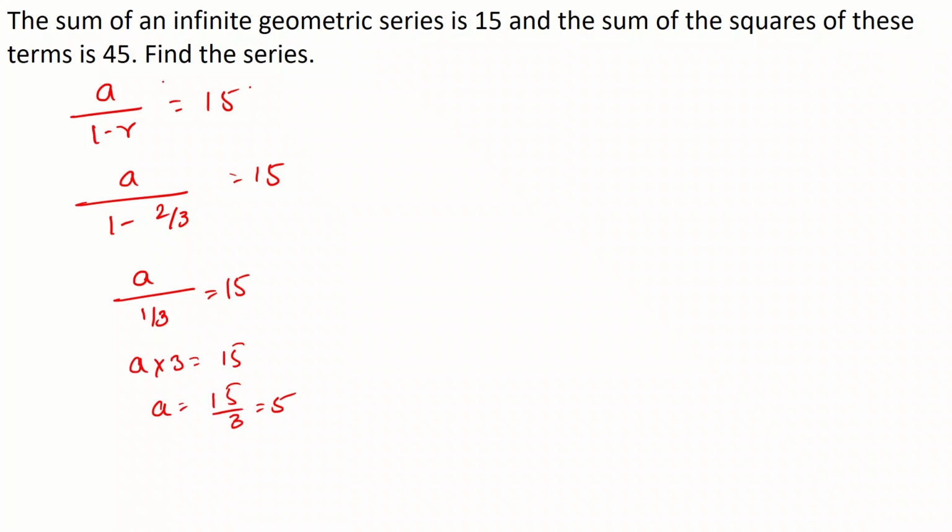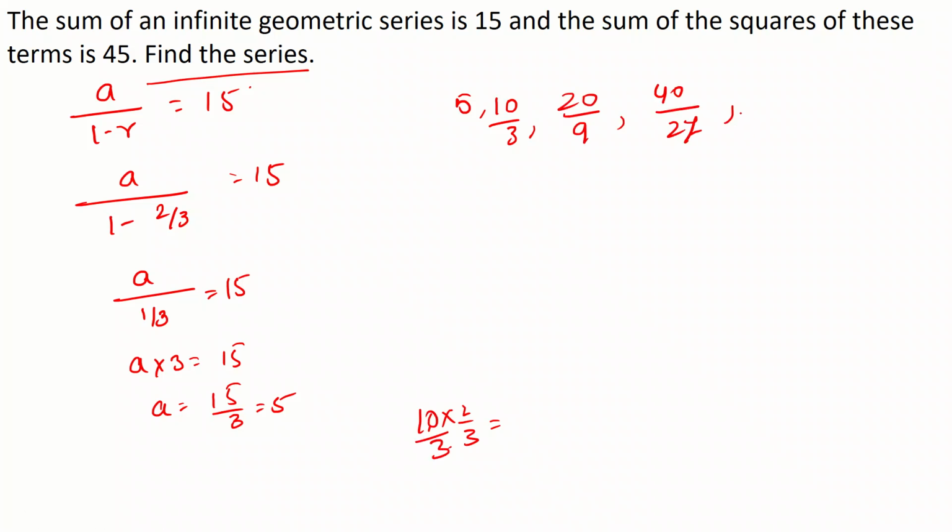So now again they ask us to find out the series. So my series is 5. Then 5 times 2 by 3, which is 10 by 3. Again 10 by 3 times 2 by 3. Sorry, I'm sorry, 10 by 3 multiplied by 2 by 3 is 20 by 9. Again this multiplied by 2 by 3 is 40 by 27. This goes to infinity. So this is my series.